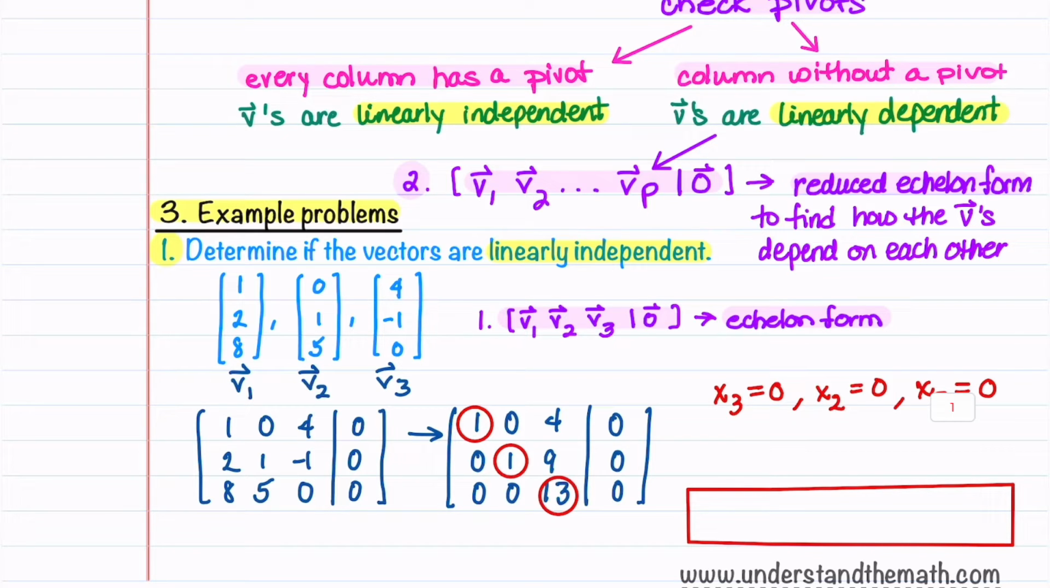Remember that when every column has a pivot, we get a unique solution, and because we have 0 on our right-hand side, that solution is going to be the trivial solution. Because of this, our vectors are linearly independent.